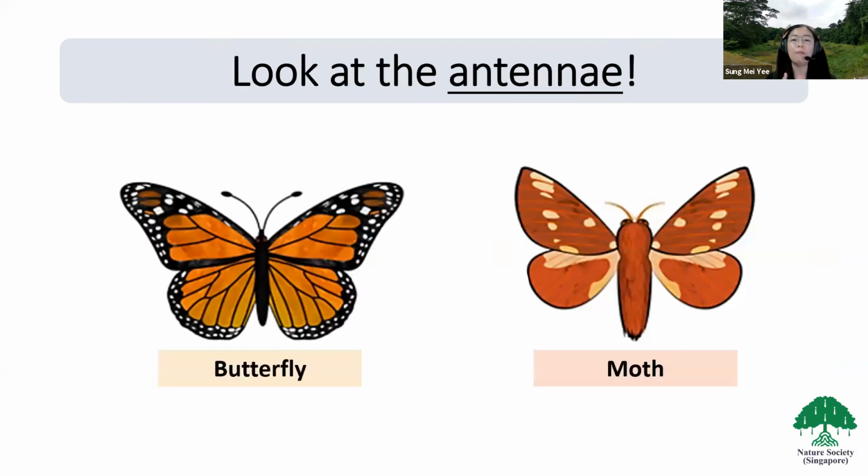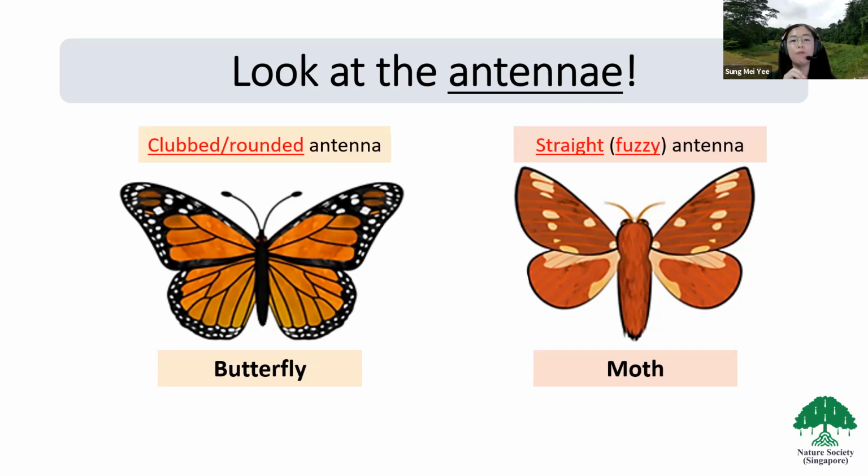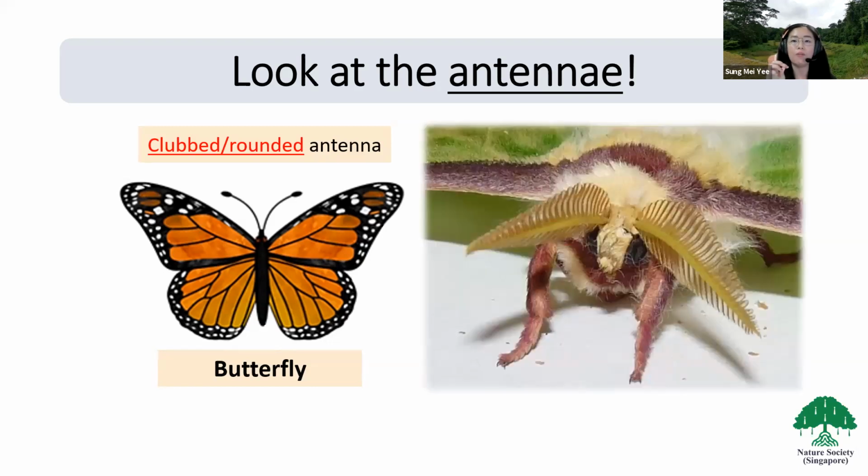The correct way to tell butterflies and moths apart is to look at their antennae. If you look at the tip of the antenna, butterflies have a club or rounded antenna. Meanwhile, for moths, the tip of the antenna is straight. They also have a fuzzy antenna. So here is a real moth with a fuzzy antenna. If you look at the tip, it's straight. It is not club or rounded like the butterfly. That is how you can tell apart butterflies and moths. You look at the antenna.